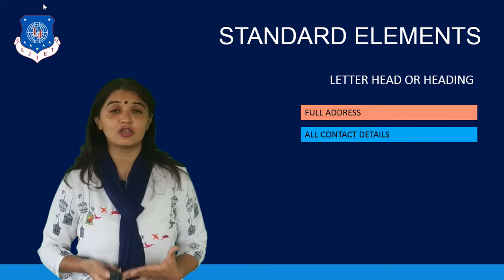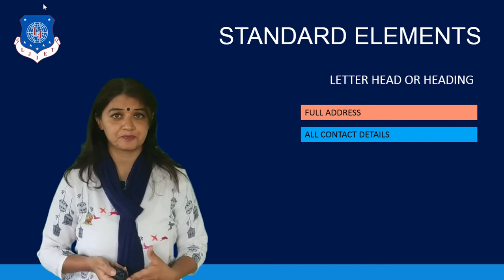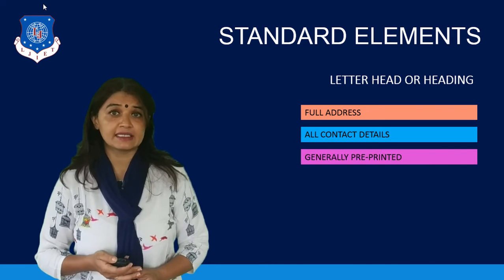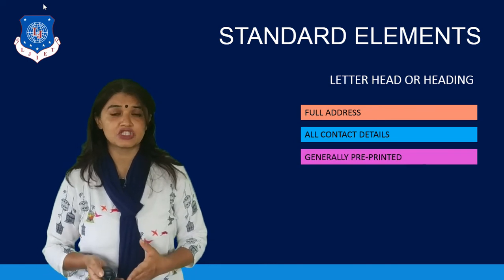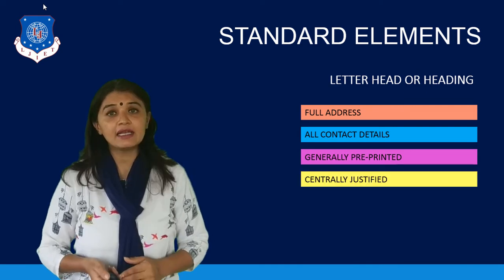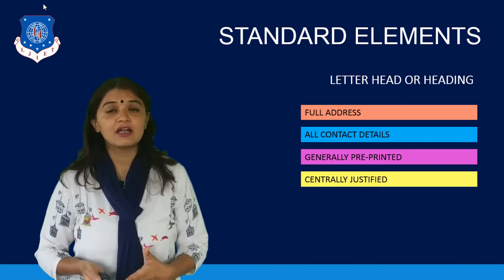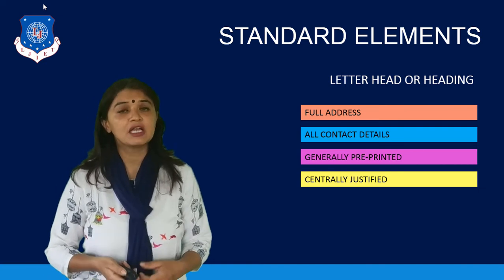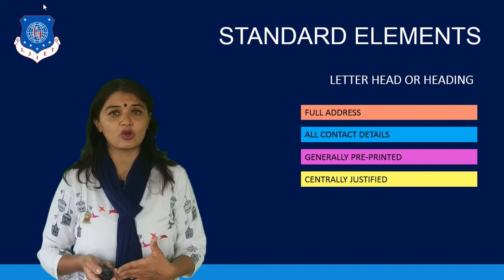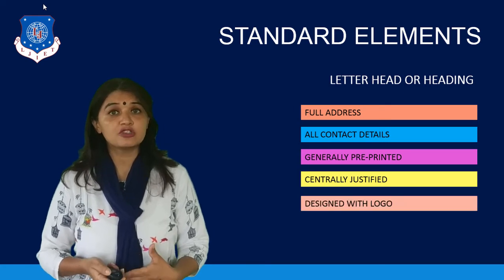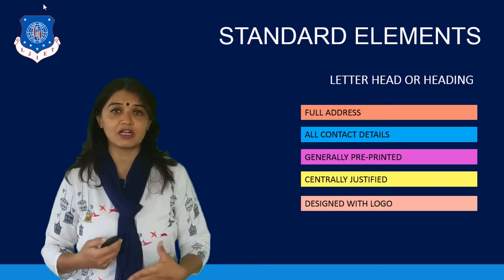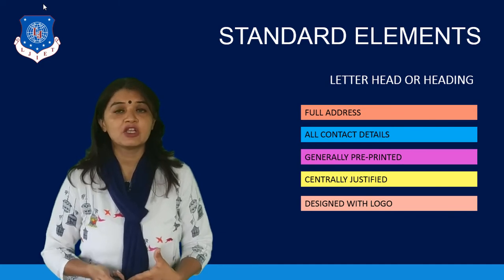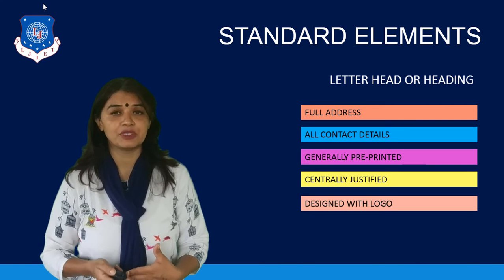And the letterhead is also called the heading of a business letter. Generally, the letterhead is pre-printed. All organizations keep their letterheads pre-printed and it is centrally justified. But some organizations may, according to their preference, keep it justified to the left margin. But usually the pre-printed letterheads are centrally justified. Also, the letterheads are designed with the logo of the company and with the color code of the company, which shows the brand image of the company. So this is how the letterhead or the heading is written.